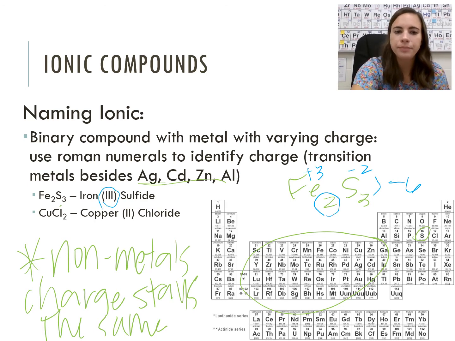In the bottom one, I have chlorine, which is -1. I have 2 of them, so I have a total of -2. I only have 1 copper, so it has to be +2, which is where we get the name copper 2 fluoride.